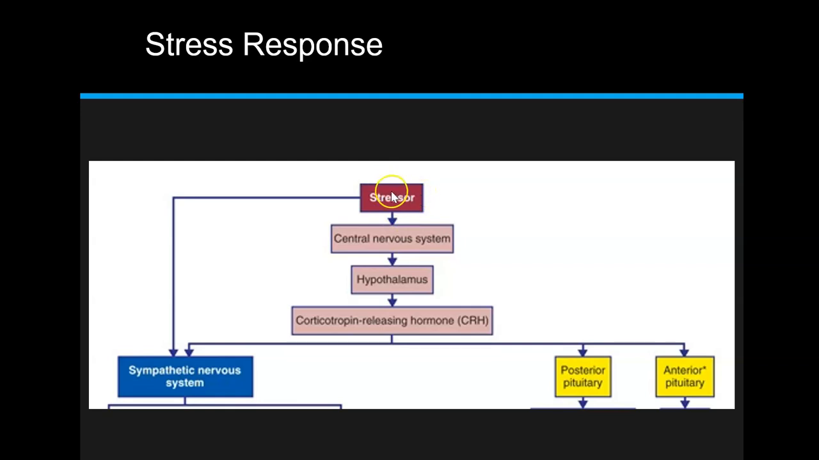Either way, the stressor is obviously perceived by the central nervous system, your brain, and your brain interprets it and sends signals to the hypothalamus. And the hypothalamus says, oh, we need to stress out about this, so let's release some corticotropin-releasing hormone. Okay, so it is going to go to the pituitary, and there's also going to be a sympathetic nervous system response to all of this, to the stressor itself, from the brain that perceives it, but also via the release of corticotropin-releasing hormone. So we're going to follow these two pathways here one at a time.